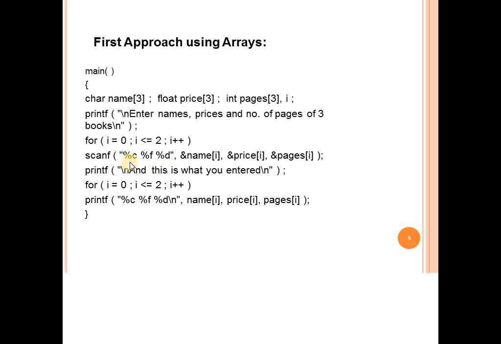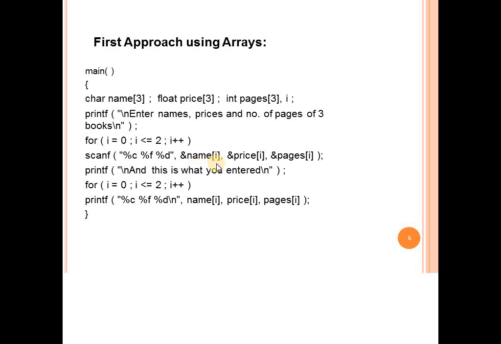Name is a character, so it comes with %c. Price is a float, so it comes with %f, and pages with %d. And we know that these details, with the help of scanf, we can access with the help of the data access operator, that is our ampersand. So ampersand name, but at which location am I going to store?